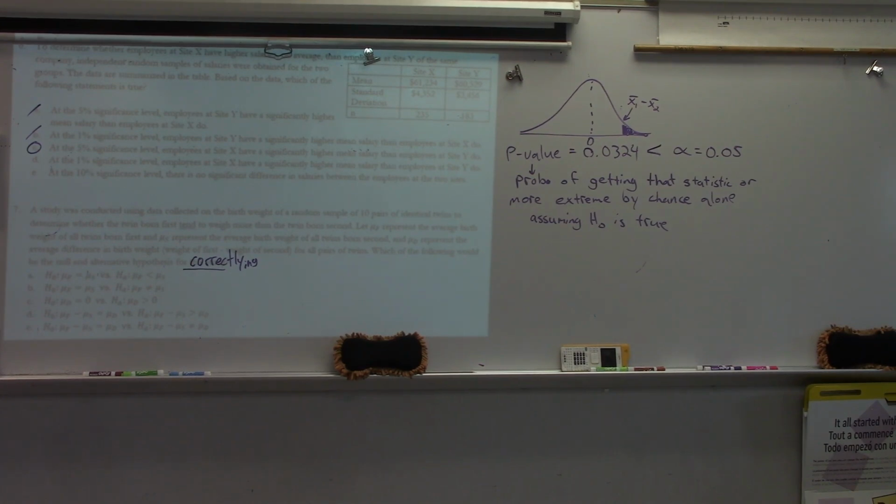Questions about that, number 6? I don't know how my p-value was so high, it was crazy. You might just type something in wrong, so be careful typing it in. I should have redone it because I was like, that's weird.